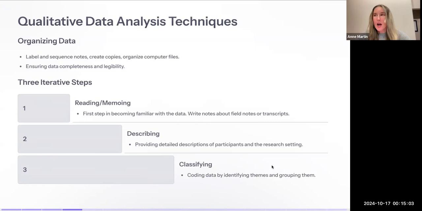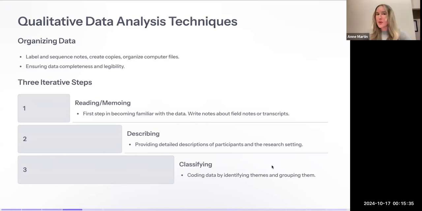Next, describing, writing a descriptive detail of the participants' research setting. This is, for instance, like if you had a lesson plan, after reading and memoing, you might write up a descriptive memo describing the contents of that data source. Or if you had like an artifact from student work, you would describe the contents of it, again, for the purpose of analyzing in terms of summarizing the contents of it.